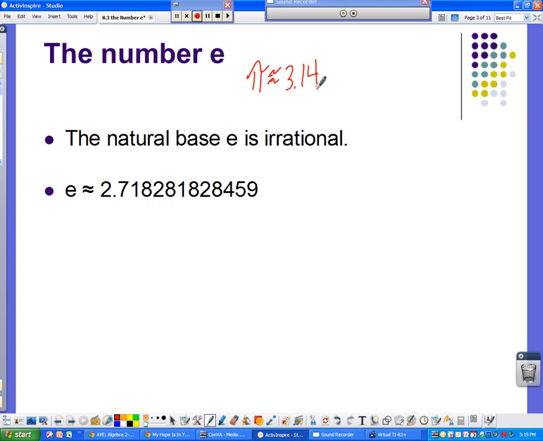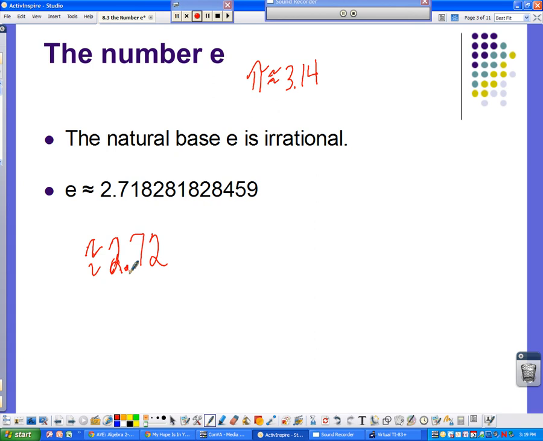If you did the same thing with e, the natural base e is an irrational number. And the approximate number is e is approximately 2.7182818288459. Now, you don't have to remember that. Most of the work that we're going to do, we're actually going to do with a calculator. So 2.72 is really what we're going to be concentrating on when we do these.